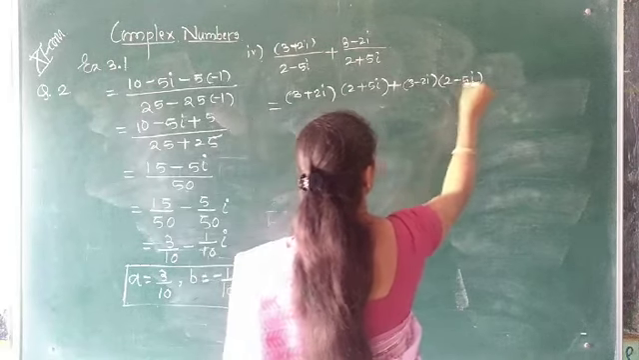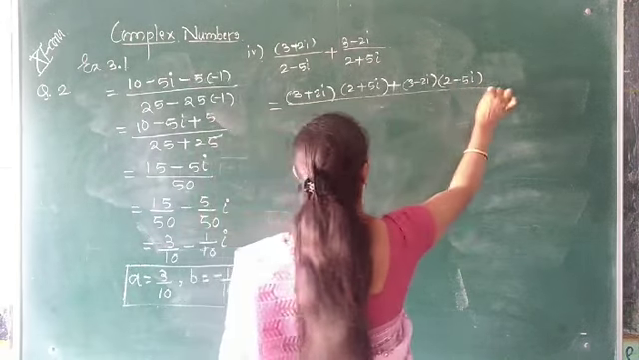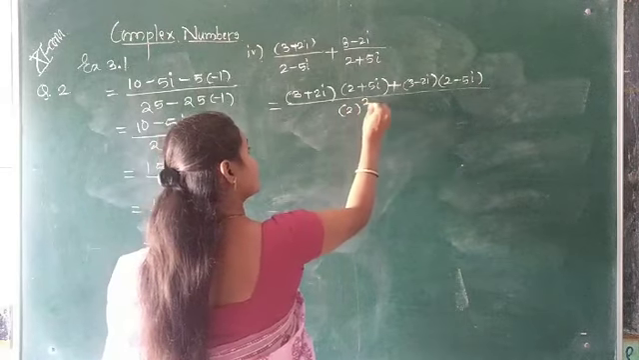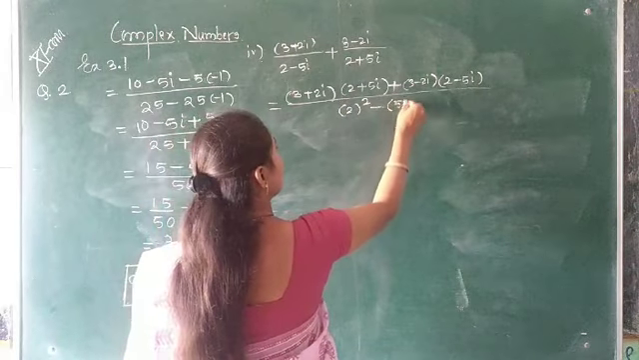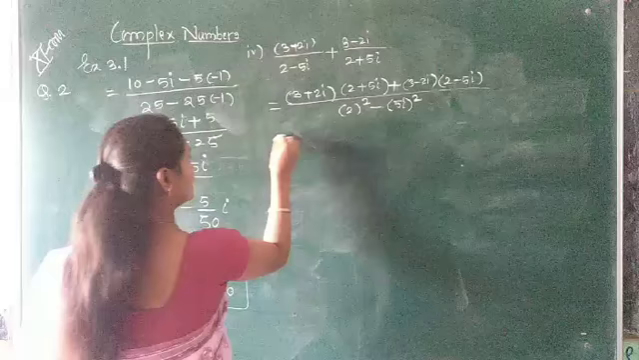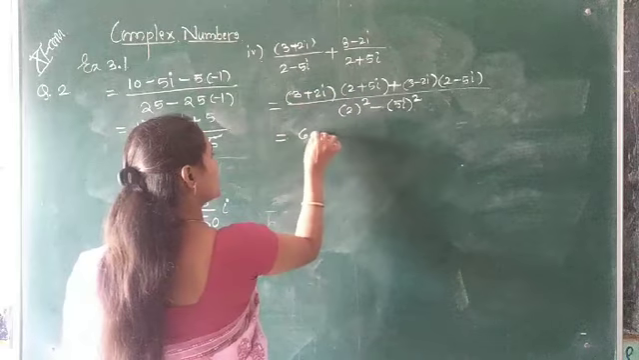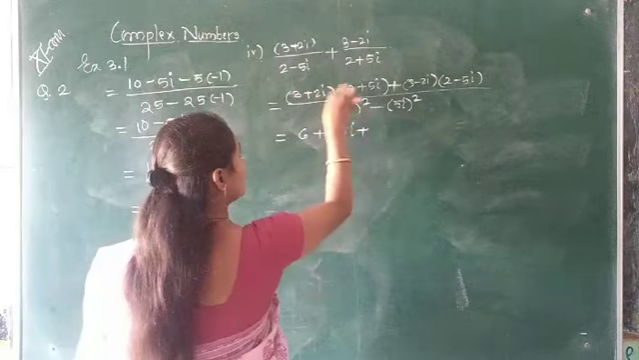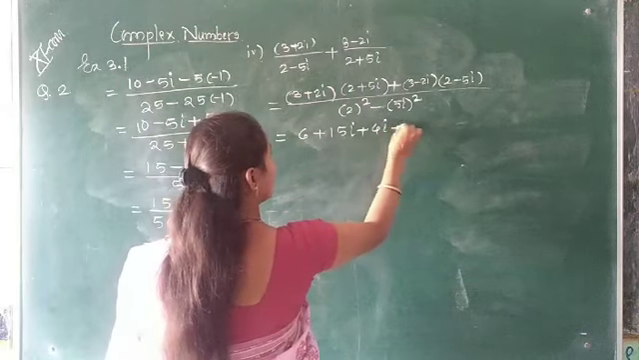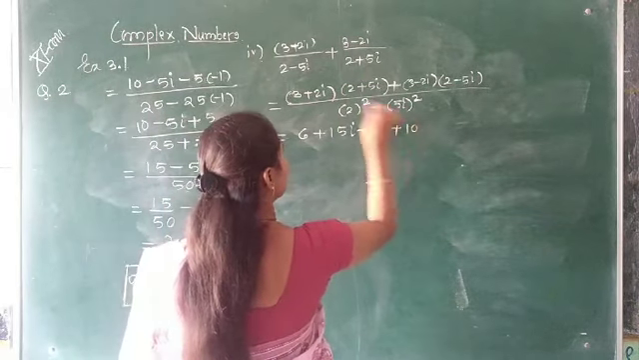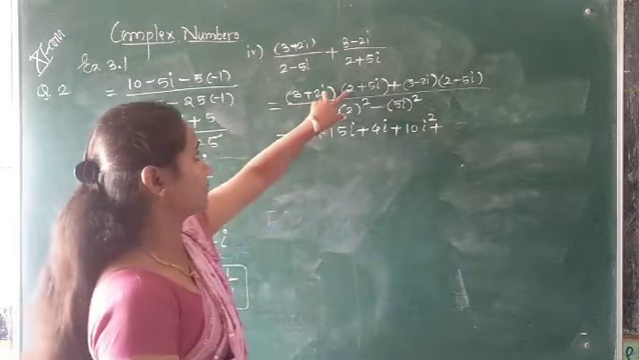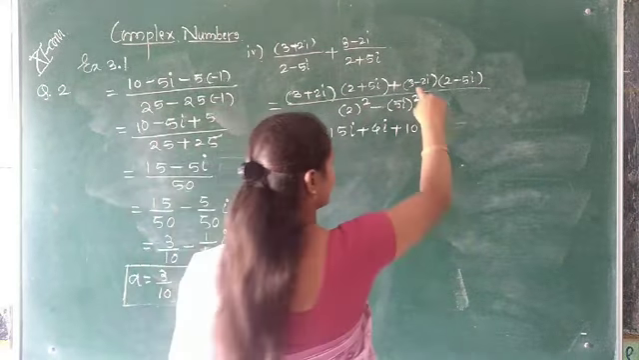Divided by a plus b, a minus b, that is a squared minus b squared: 2 squared minus 5i squared. Take the product. 3 into 2, 6, plus 3 into 5, 15i, plus 2i into 2, 4i, plus 2 into 5, 10i into i squared. Here we get the product of these two brackets.